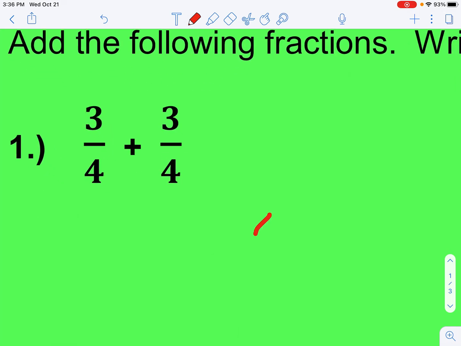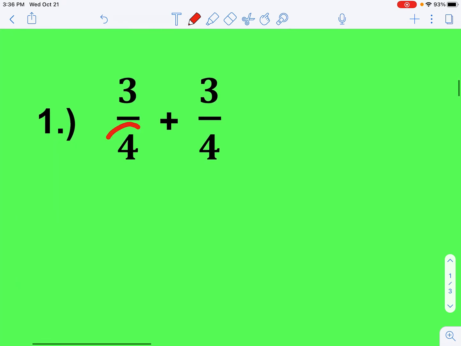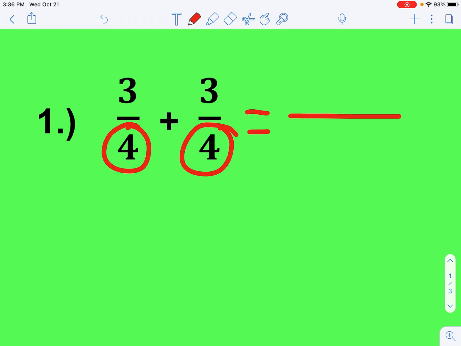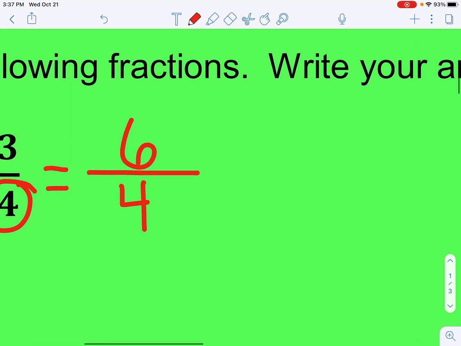So I look at number 1. I'm going to add these fractions. I see my denominators are both 4, so I don't need to do anything with them. I'm just going to add my numerators. 3 plus 3 gives me 6 for an answer, and my denominator stays the same. But now I need to write my answer in the lowest form. So to do that, I need to simplify 6 over 4.